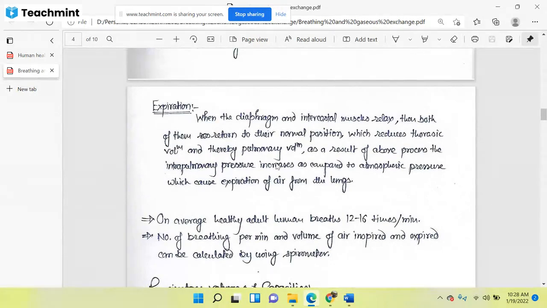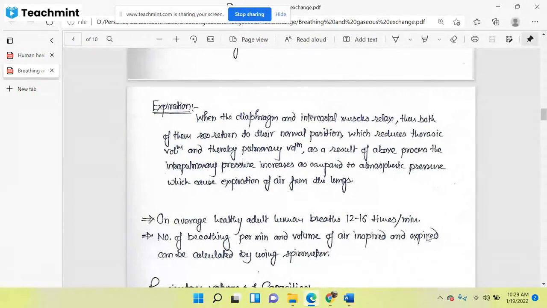Okay, and due to this positive pressure, what will happen? Whatever air has been taken up in our lungs will be expelled out. So here, as compared to atmospheric air, a positive pressure will be created in our lungs, and due to this positive pressure, expiration of air takes place from our lungs to the outer environment. So whatever air we have drawn into our lungs will be expelled out.